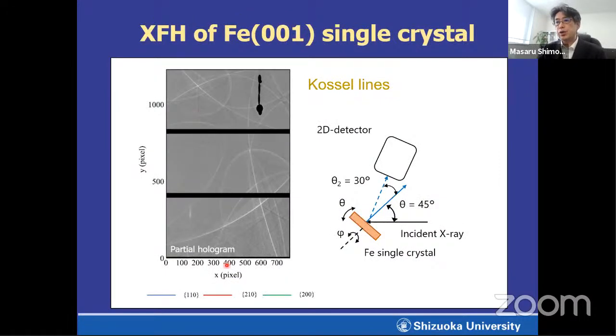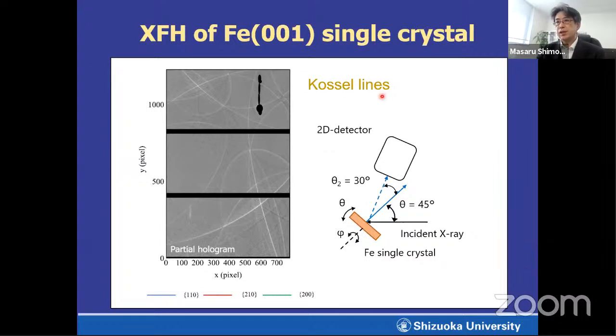This image shows the partial hologram that is close to the raw data. This is the image on the detector. And here, there is a black line because of the electronics wiring. And this one is the removed data. The black parts are removed data because of the X-ray diffraction spots. And now you notice white lines. They correspond to the Kossel lines.